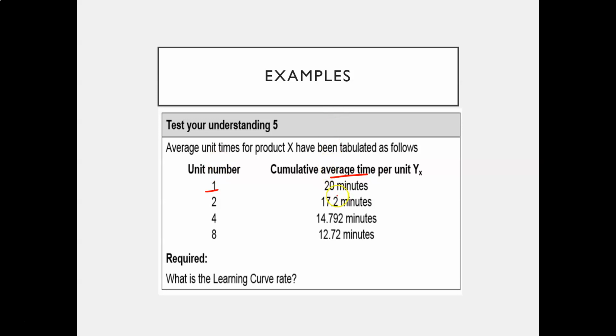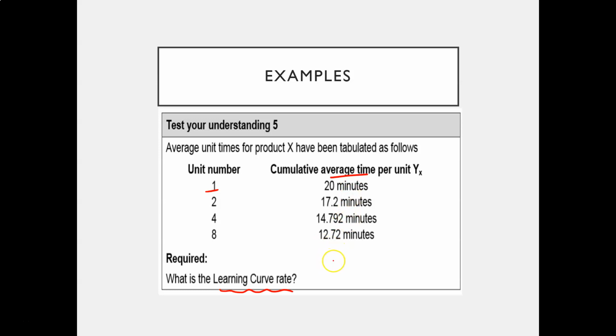So what we see here is this question that says the average unit times for product X have been tabulated as follows, and they're asking what the learning curve rate is. What you have here again is this 1, 2, 4, 8 scenario. Like we've discussed, the learning rate is a percentage. So for example, the learning rate times 20 minutes gives us 17.2, and then that same learning rate times 17.2 gives us this.